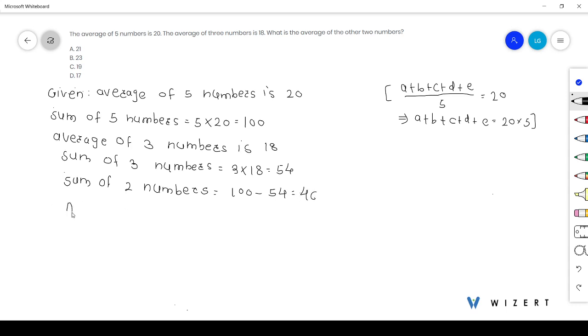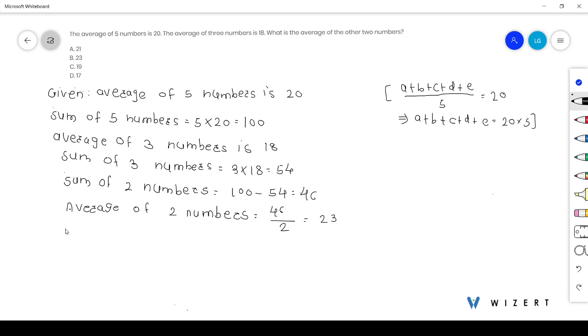So from this we can find the average of 2 numbers. The average of 2 numbers can be found by the sum of 2 numbers, that is 46, divided by total numbers, that is 2. So 46 by 2 will be 23.